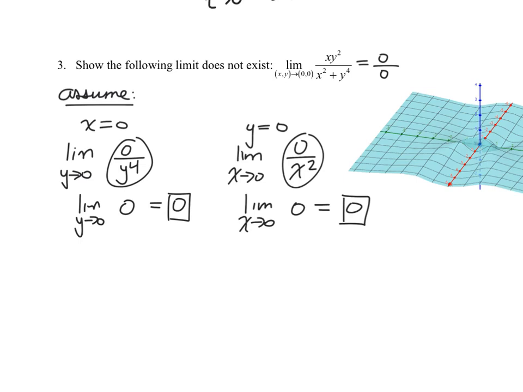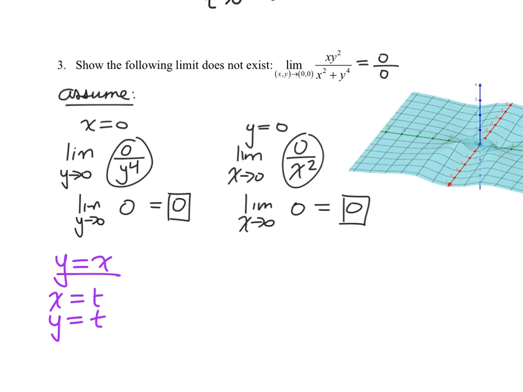So now I need a third path. Any path that's going to create a limit that distinguishes itself from these two. So you might try what we just tried. If it ain't broke, don't fix it. So try y equals x. The y equals x path, which corresponds to x equals t and y equals t. Both go into 0, so it's a legal move.